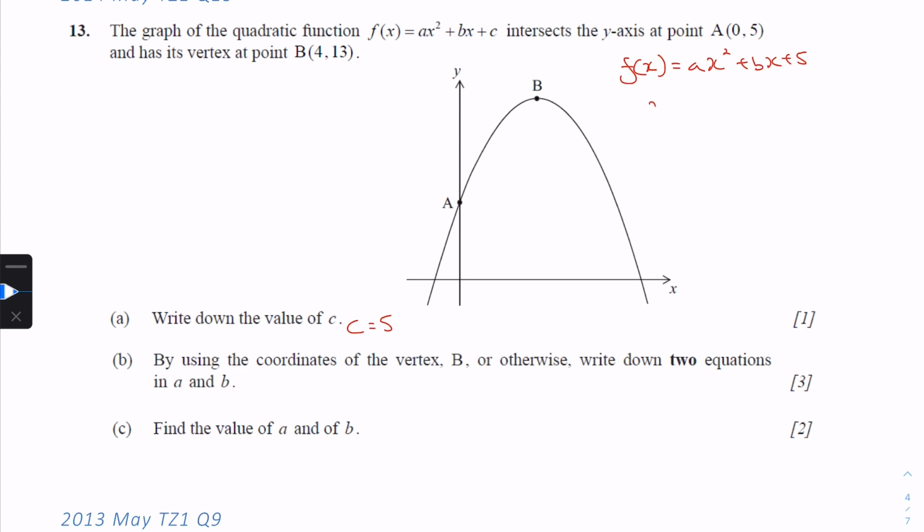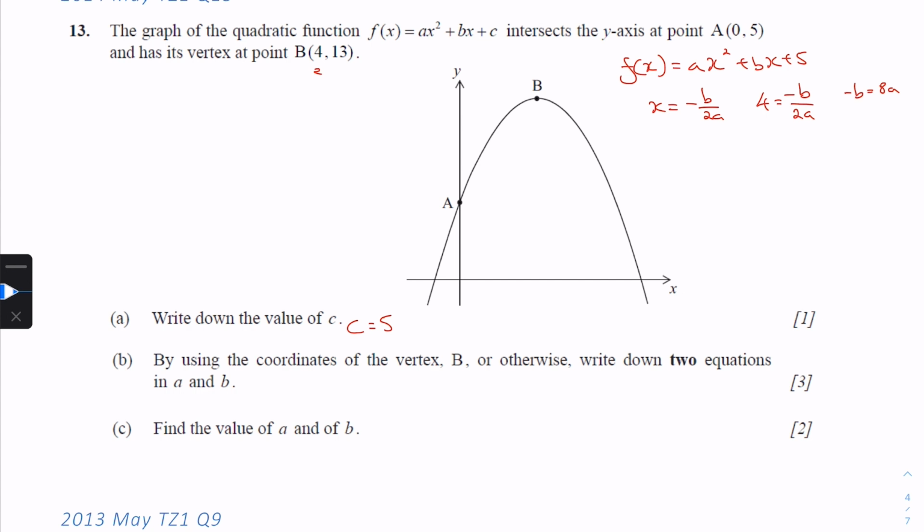By using the coordinates of the vertex, what is the x-coordinate of the vertex? Well, it is minus b over 2a. The x-coordinate of the vertex is 4. So instead of writing x, I can write 4 equals minus b over 2 times a. If I want to simplify it, times the 2a across, so minus b equals 8a. So that's the format there.